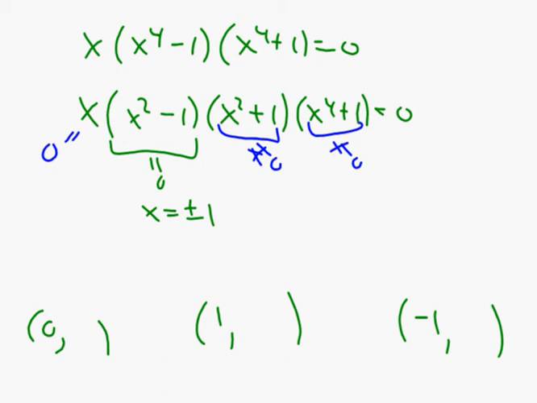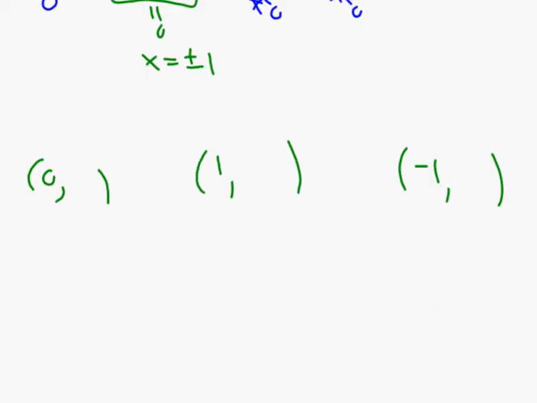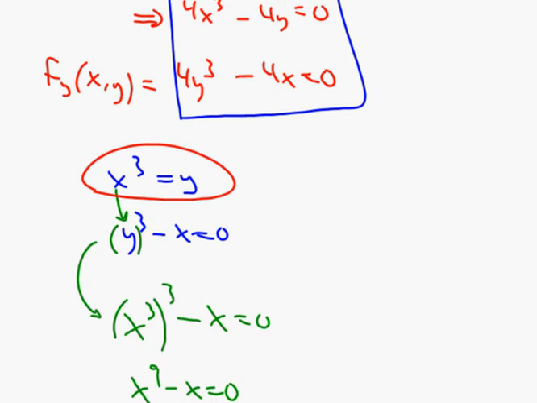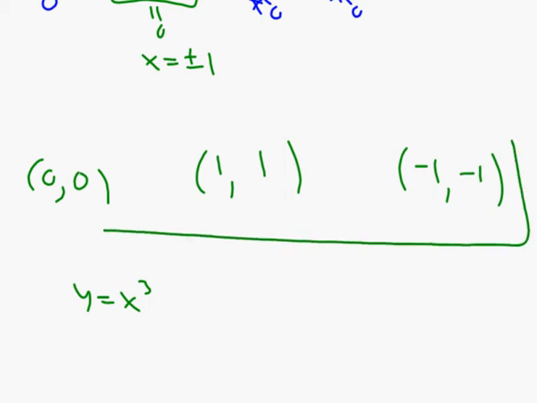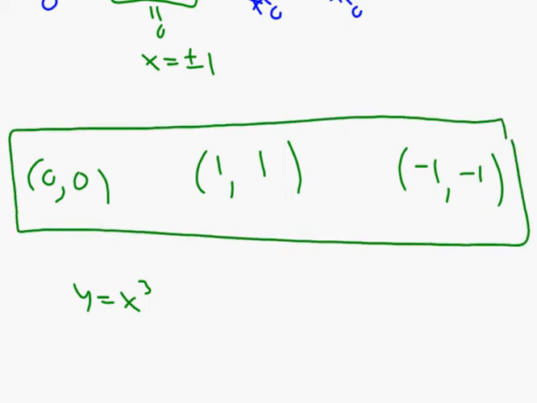Right? All right. So then lastly, what y values go with them? Well, we had said earlier that y is equal to x cubed during our process here. So if y equals x cubed, that's 0, that's 1, and that's negative 1. So these are the 3 points that have horizontal tangent planes.